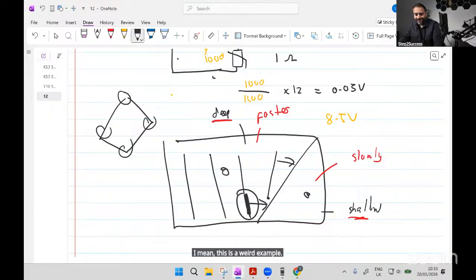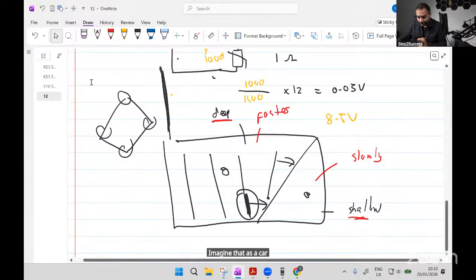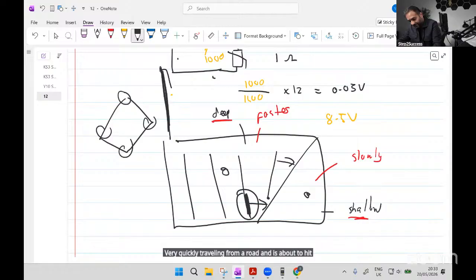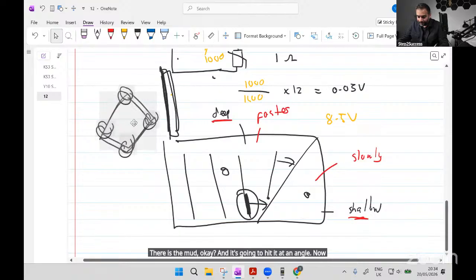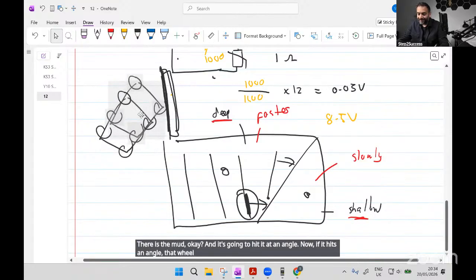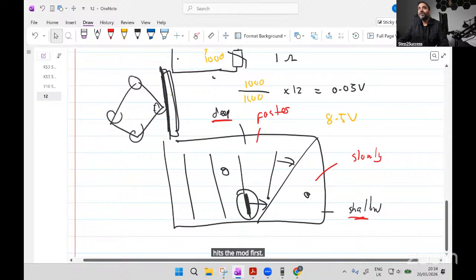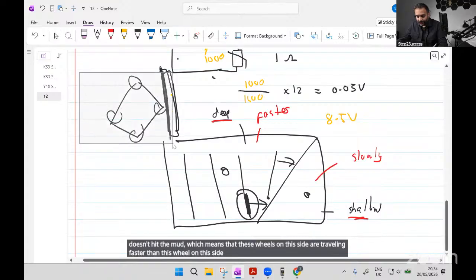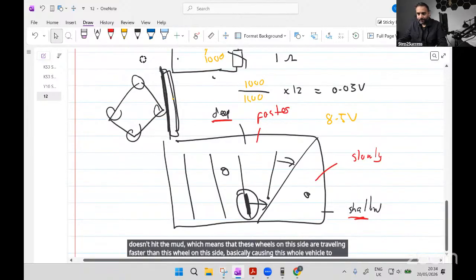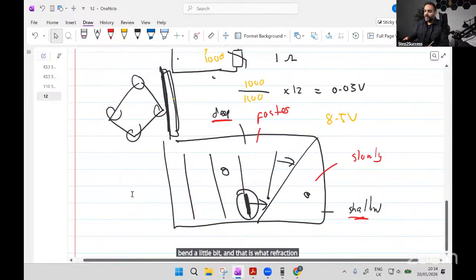I'm going to explain this. Right. Imagine that is a car that is very quickly traveling from a road and is about to hit like some mud. There is the mud, okay? And it's going to hit it at an angle. Now, if it hits at an angle, that wheel there hits the mud first, which means it starts slowing down, whereas the rest of it doesn't hit the mud, which means that these wheels on this side are traveling faster than this wheel on this side, basically causing this whole vehicle to bend a little bit. And that is what refraction is. It is due to the different speed of it.